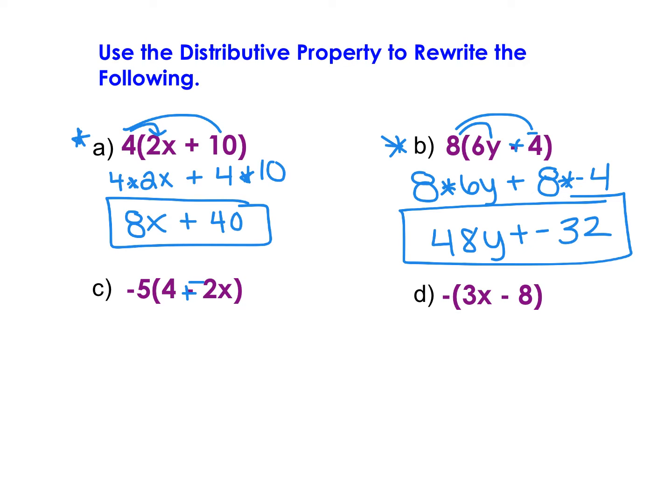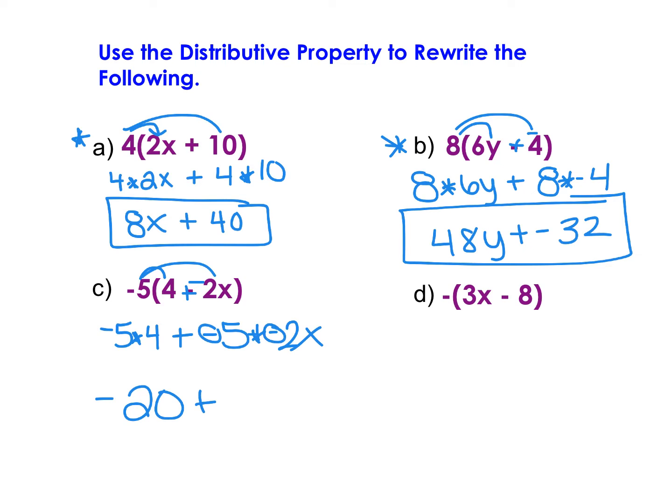All right, from here again we use keep, change. So we do -5 times 4 plus -5 times a -2x. So we end up with -20 plus negative times a negative is 10x. And there's our final answer.